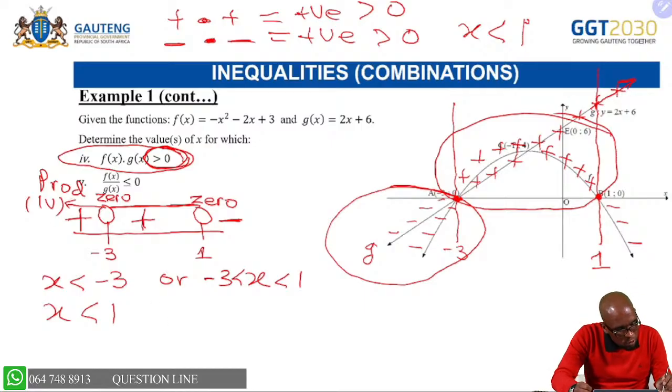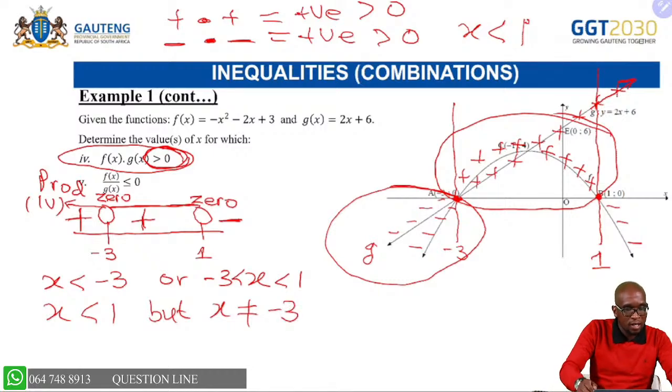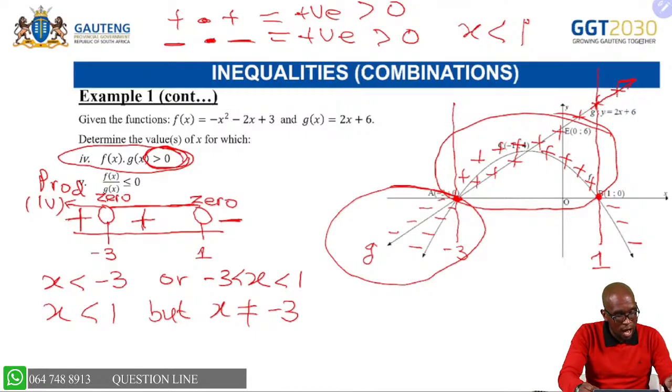It would not be correct because at -3, the graphs are equal to 0. They are not positive, they are equal to 0. So we need to exclude -3. To make this a correct solution, I would say, but x cannot be equal to -3. If you exclude -3, then the second solution would also hold. So we have two answers represented by different notations, but both of them are correct.